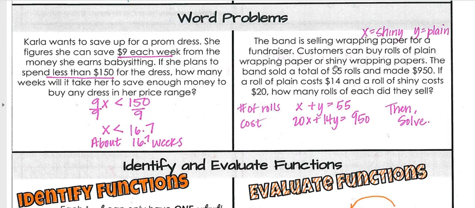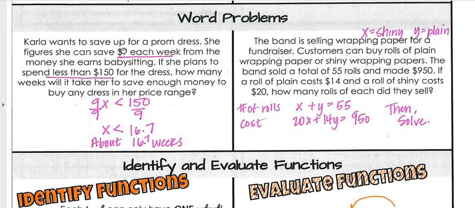Some word problems that you might see here. In the first one, Carla wants to save up for a prom dress. She figures she can save $9 each week from the money she earns babysitting. If she plans to spend less than $150 for the dress, how many weeks will it take her to save enough money to buy any dress in her price range?